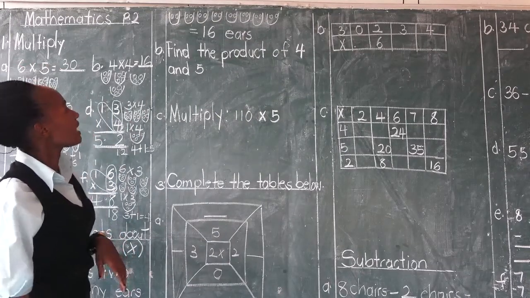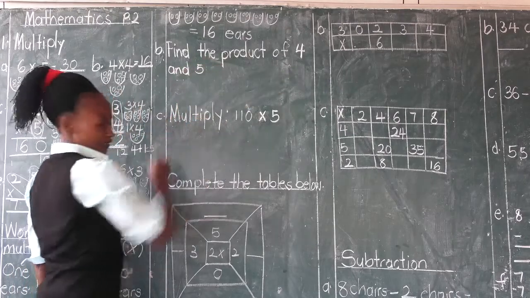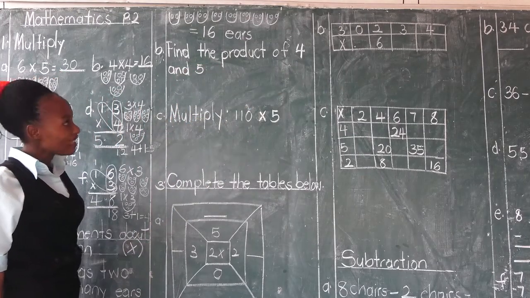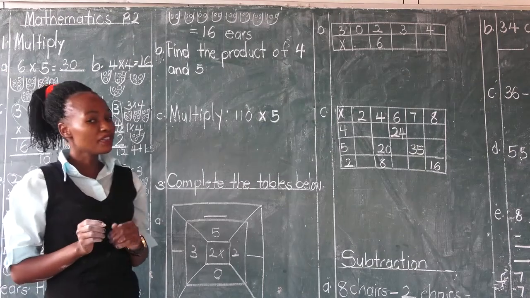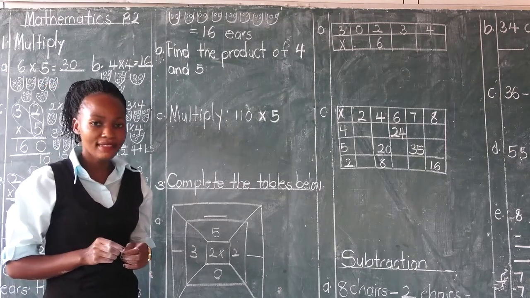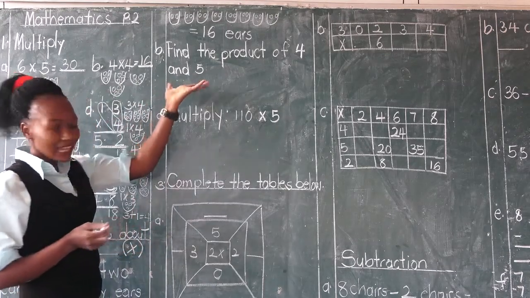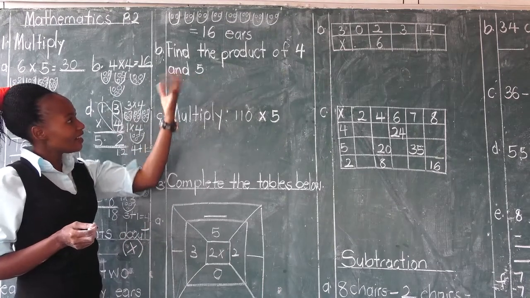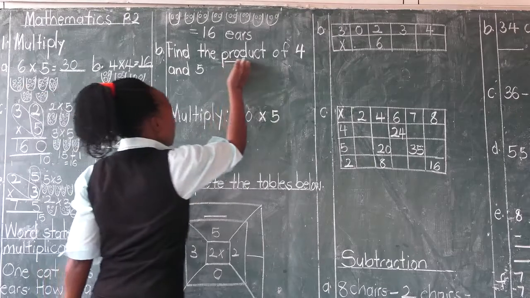Okay, let's look at the next one we have here. Find the product of 4 and 5. And we said, what do we do first? When we find our word statements, we first look for the keyword. Now, what is the keyword here? Okay, it is product.